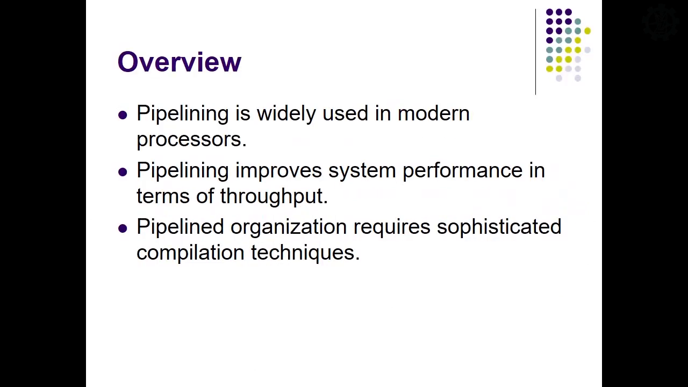So, pipelining is widely used in modern processors. Pipelining improves the system performance in terms of throughput. So, what is throughput? You must have studied it in another class. Throughput is the number of jobs completed per unit time. How many maths problems you can do in 1 hour can be considered as your throughput. Here, the number of instructions executed by a processor per unit time is called throughput.